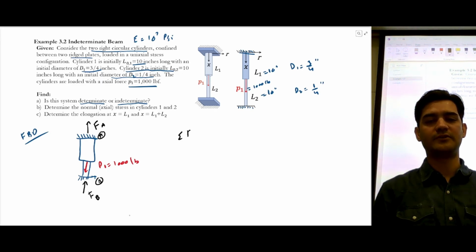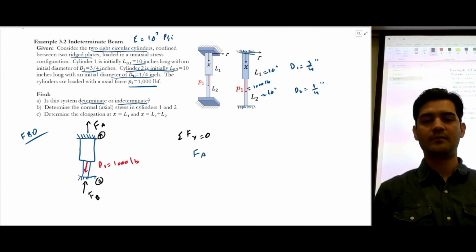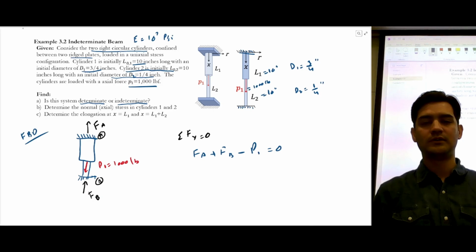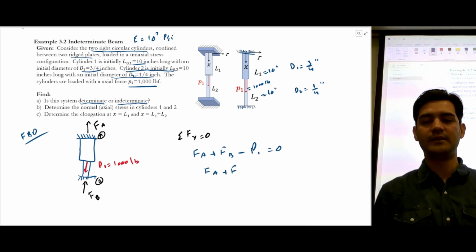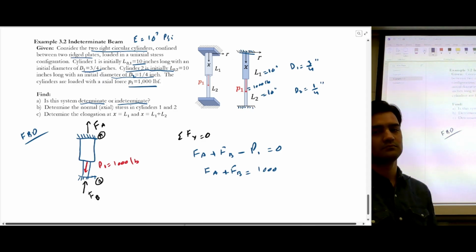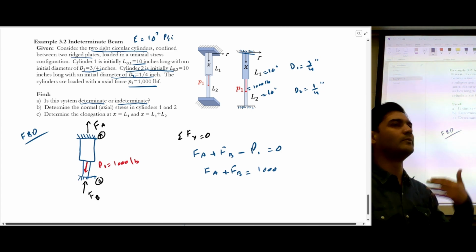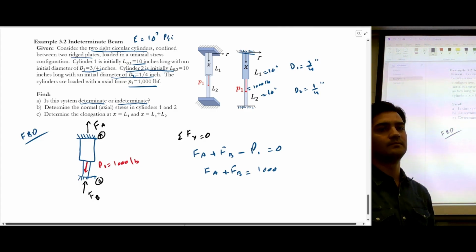you can solve this by using summation of F_y equal to 0. And you have F_A plus F_B minus P1 equal to 0. So F_A plus F_B is equal to 1,000. If you use summation of forces along the x-axis equal to 0, you cannot solve F_A and F_B because they are not along the x-axis. If you try to take moment, the moment arm is 0, so you end up not solving.